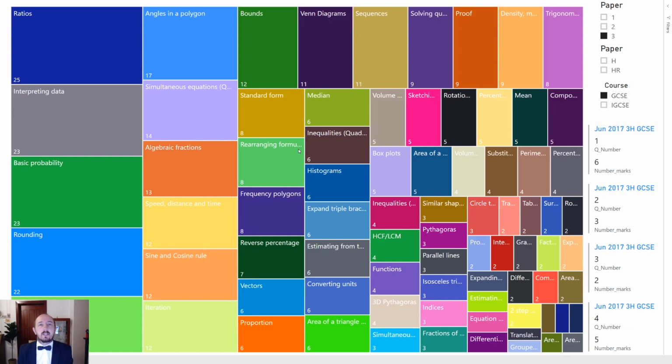So as you can see from this diagram, I have all of the topics arranged in order so that the size of the box represents the number of overall marks available for each topic. And it goes from the top left down to the bottom right. So as you're studying, you should try to ensure that you cover all of the topics available, but you can focus your energy a little bit more because now you know that ratios, for example, is the most important topic to study. And as you go down and to the left, you can see interpreting data and basic probability, and you just work your way down and across, making sure that you cover as many of these as possible.